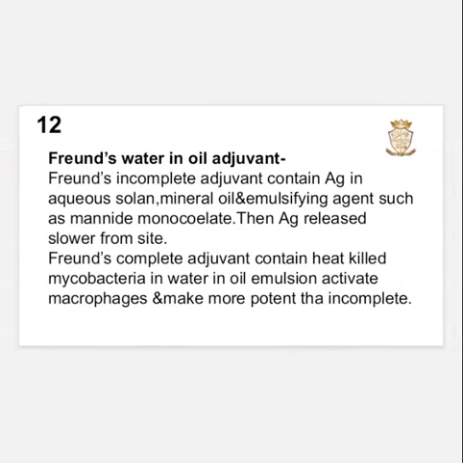Freund's water-in-oil adjuvant is another example of an adjuvant. Freund's incomplete adjuvant contains antigen in aqueous solution, mineral oil, and an emulsifying agent such as mannide monooleate. Then the antigen is released slowly from the site. Freund's complete adjuvant contains heat-killed mycobacteria in a water-in-oil emulsion, activates macrophages, and is more potent than the incomplete one.